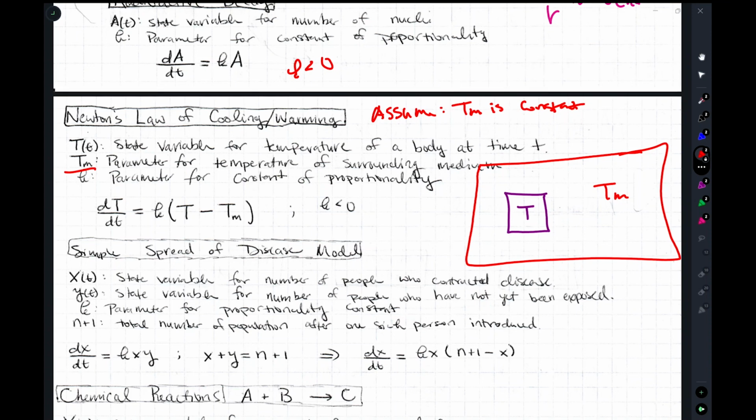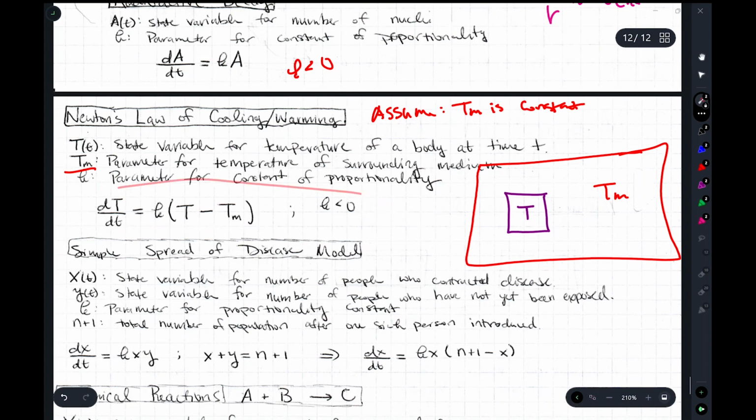Is that realistic? Well, not exactly, but is it accurate? Can we get accurate results? If the medium is very large, it's a large reservoir, so that it could absorb heat from T or give heat to the smaller body T, but its temperature barely changes, then it's a pretty good assumption, and we'll make good results. We'll make good predictions. So here, after stating our parameters and our assumptions, we'll formulate the model and we could solve it.